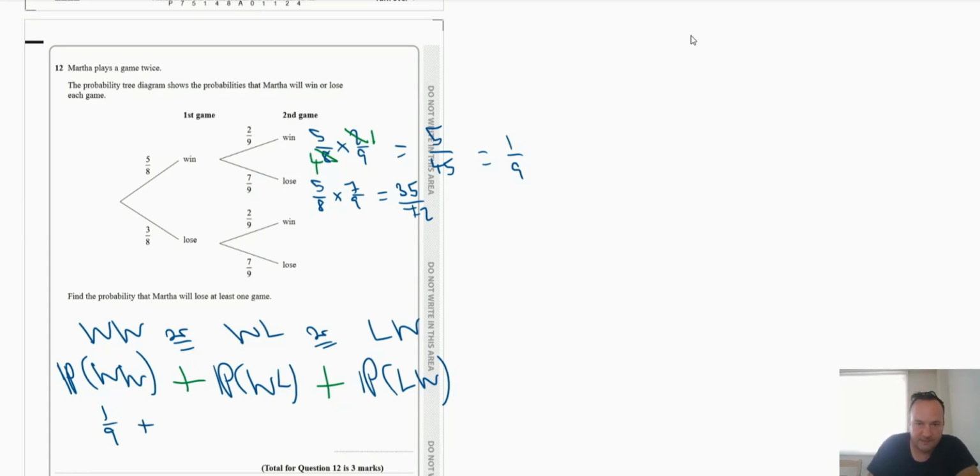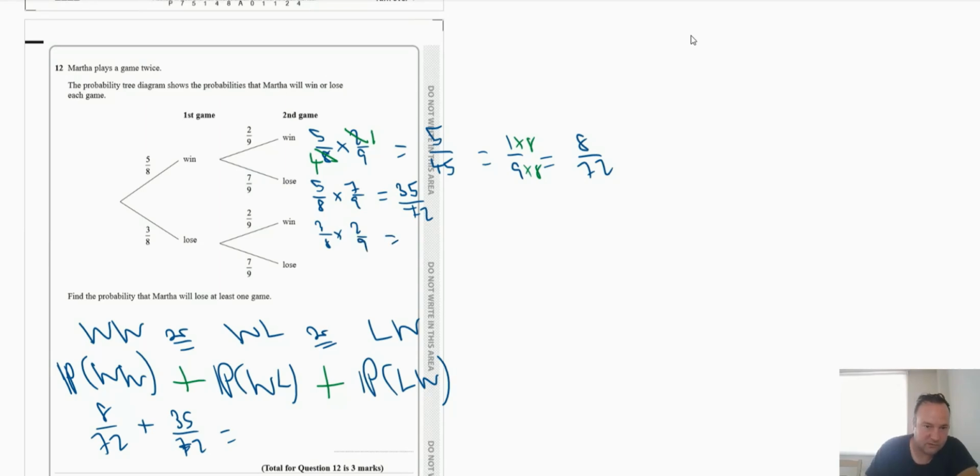Now, it makes sense, I think, if we change 1 over 9, because I can see, just by looking at this, that we may well have everything over 72. I'm looking ahead, and I can see that we need a common denominator, so the best thing to do here is to multiply the top and bottom by 8 to give us 8 over 72. So I'm going to change 1 over 9 over here for 8 over 72. Then we've got 35 over 72 for the probability of win-lose.